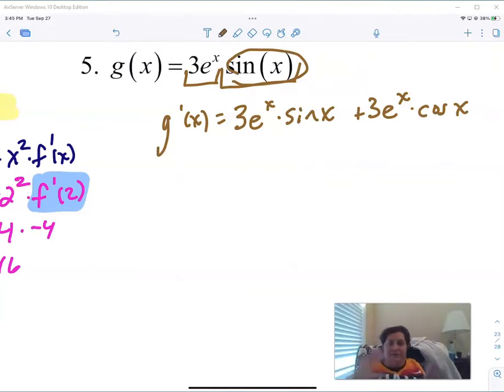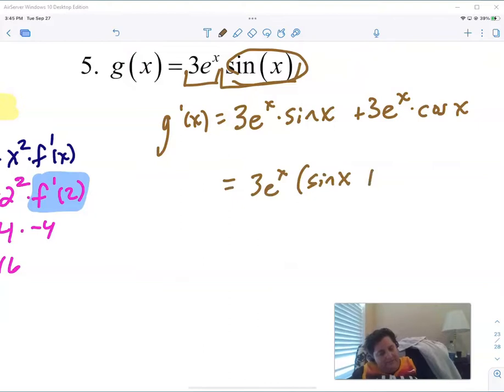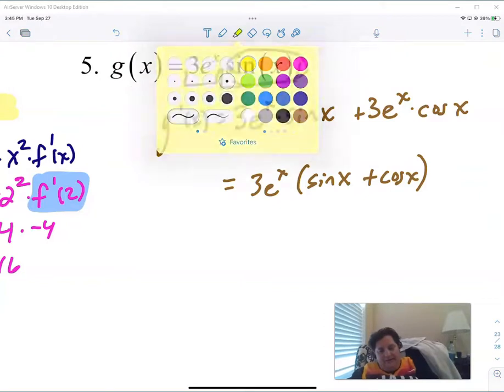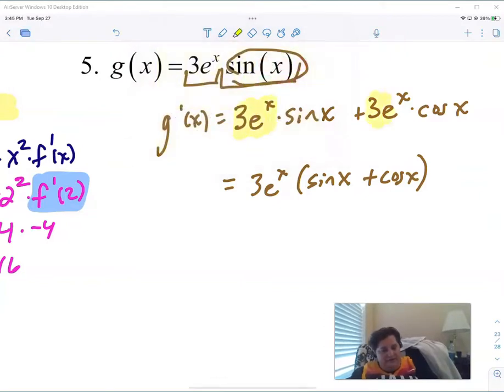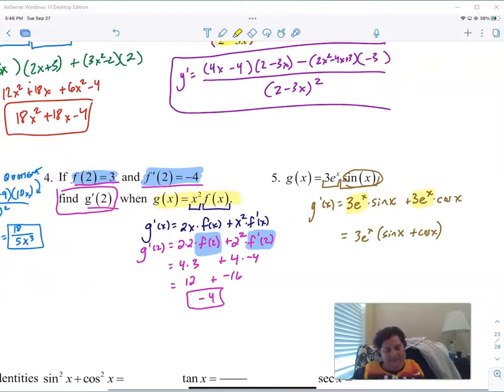Now, just to show you something, this answer is perfectly fine. I'm going to leave it just like this. But sometimes on a multiple choice test, it wouldn't have that as an answer. It would have this as an answer. Okay, would you guys recognize that that's the same thing? Would you be able to say, oh yeah, that's just factoring out this 3e to the x from both terms? You'd recognize that, hopefully. So there you go.